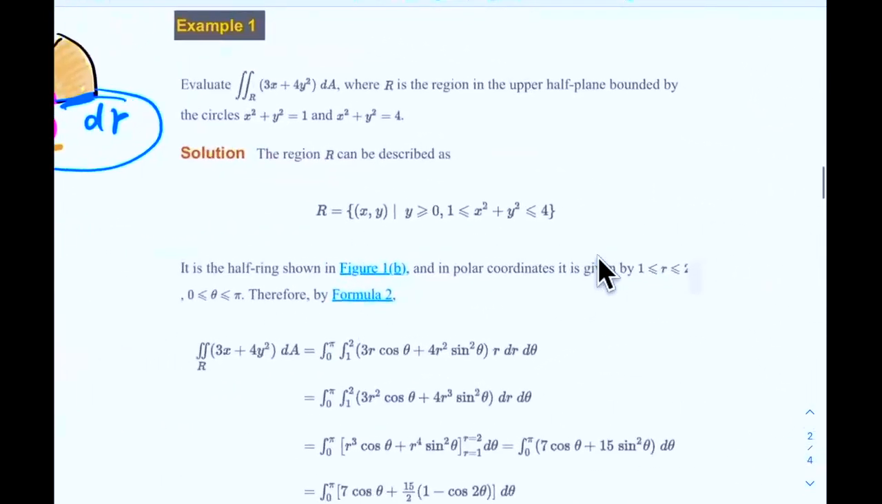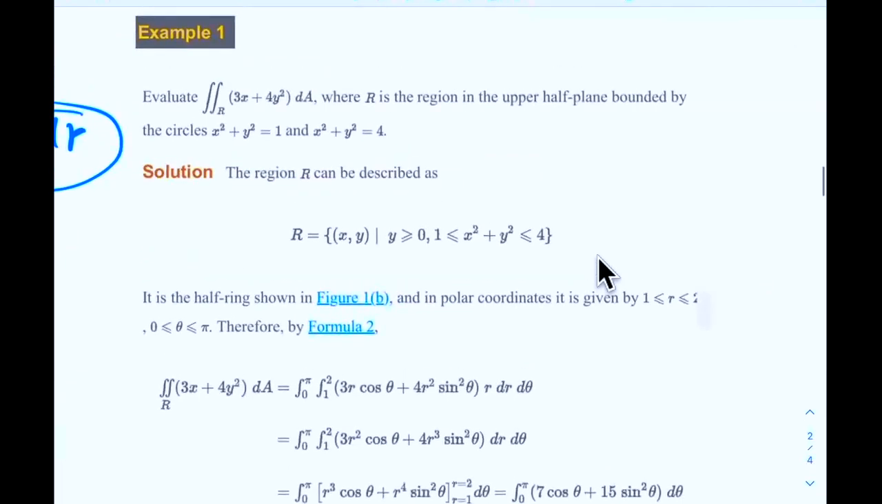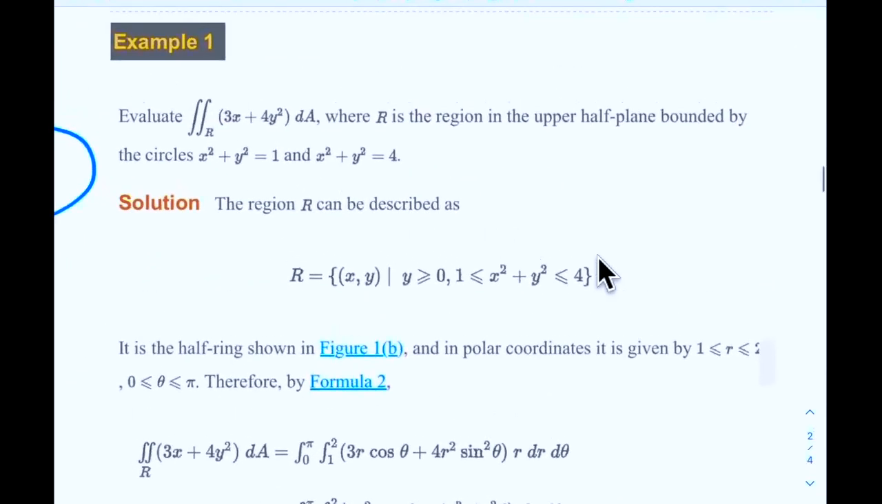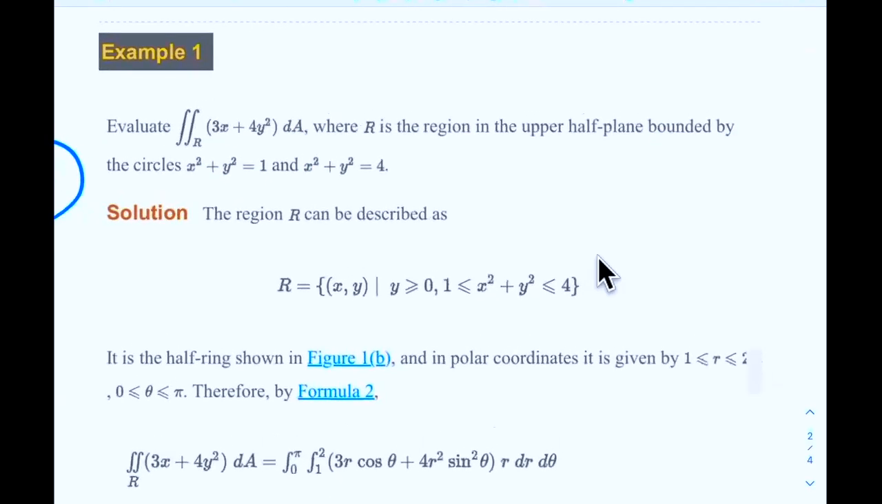Okay, let's try this one. Over here we have a function that we integrate over a region. And what is that region? The region is the upper half plane bounded by this circle and this circle. So I'm going to draw this region. It's always helpful if you can draw it.